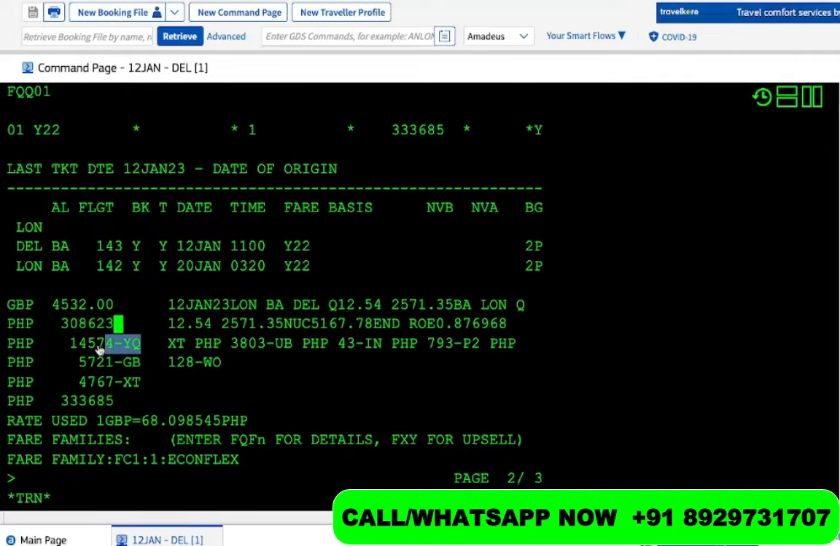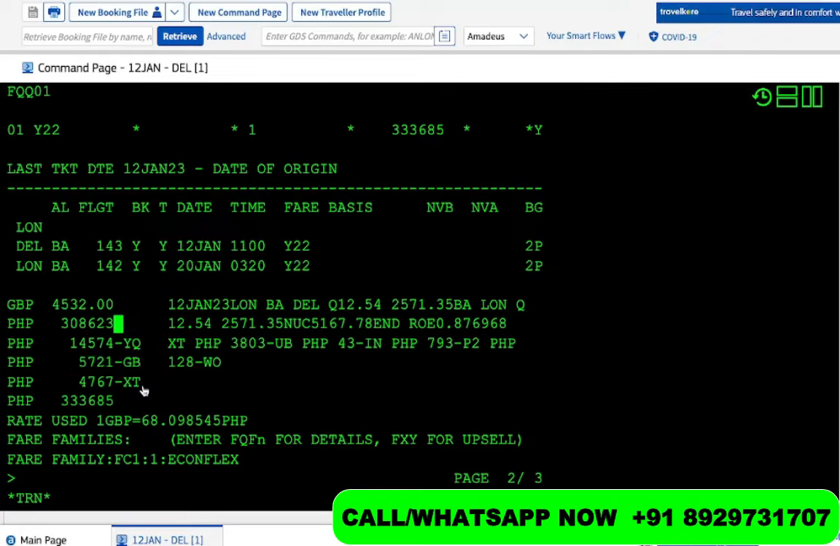Then you have some taxes over here. YQ is one tax that you will find very often on all the tickets, YQ and YR. YQ is basically called the fuel surcharge. That is a charge of the petrol. And there is one called YR, which is the insurance surcharge. You will find it very, very often in the tickets that you purchase. Then you have GB, which is applied, I think, at the London airport.